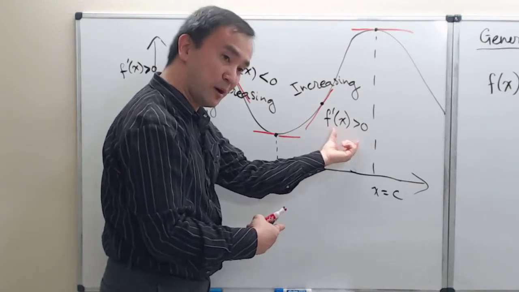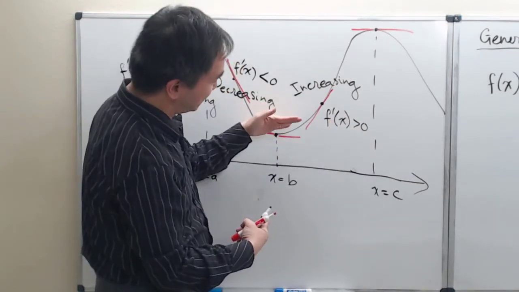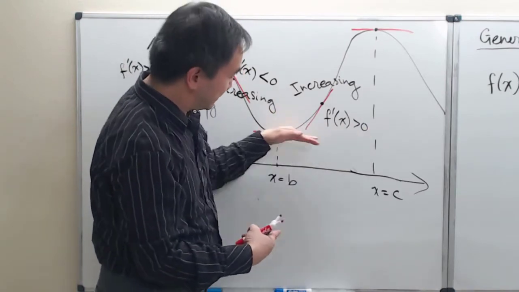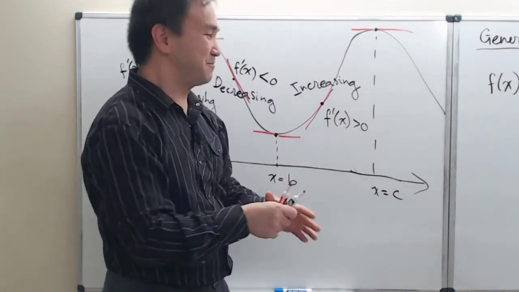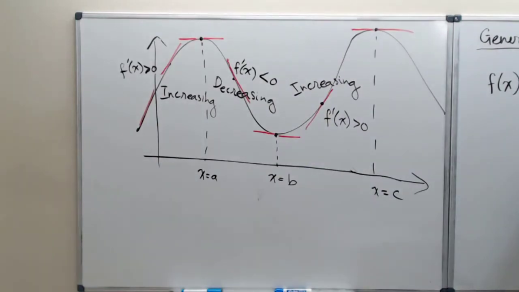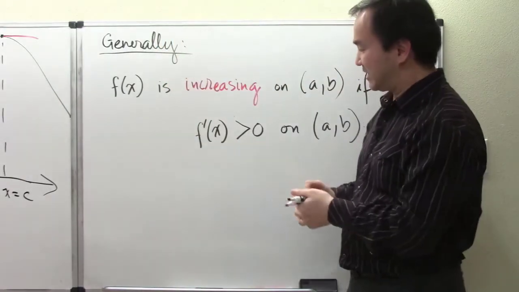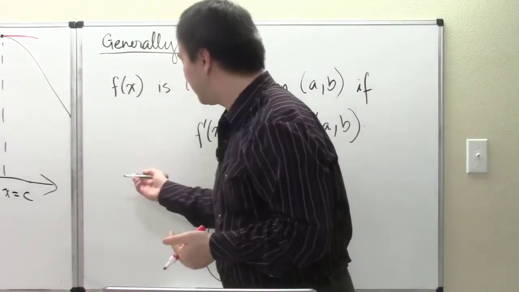The derivative is positive. And so graphically speaking, the graph from the left to the right is rising. And that's how we formulate increasing.